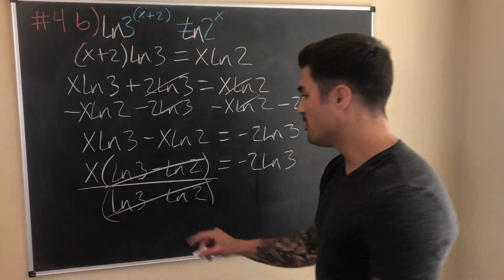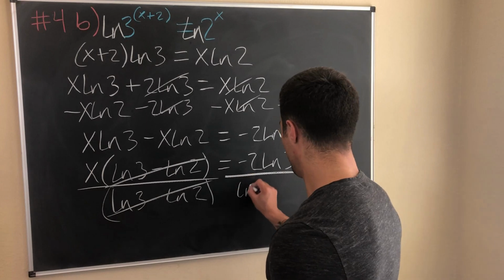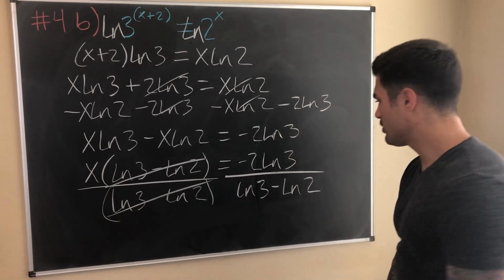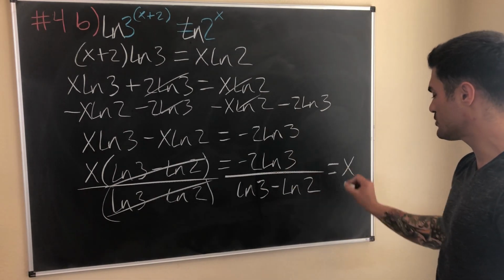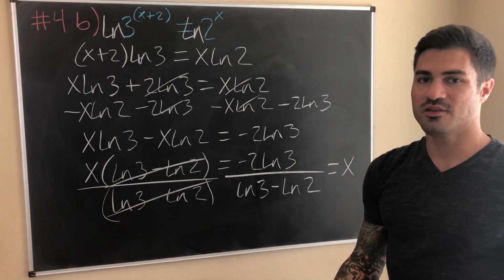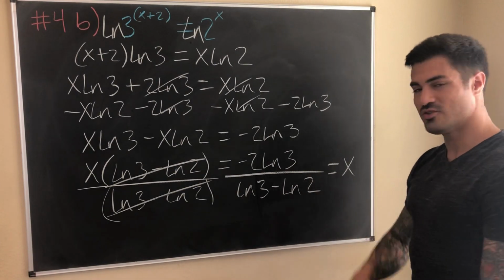These guys both go. We have x equals negative 2 ln3 over natural log of 3 minus natural log of 2, and this is our final solution for x. This equals x. That's what we wanted. You can leave it in this form. That's fine. You don't need to punch this in a calculator, at least for my class. I wouldn't expect you to. I guess check with your professor, but this is a good answer.